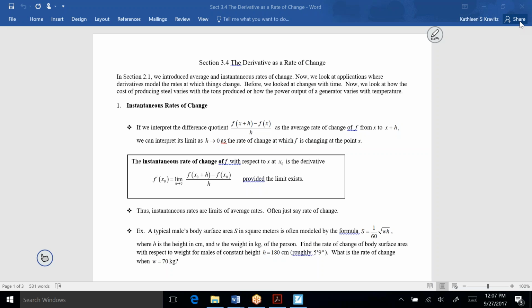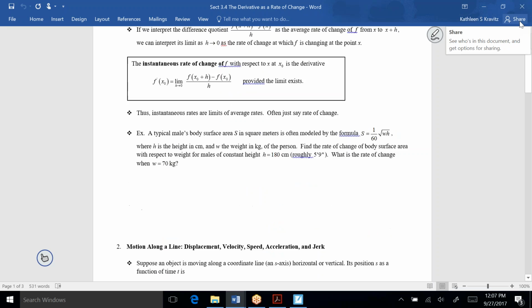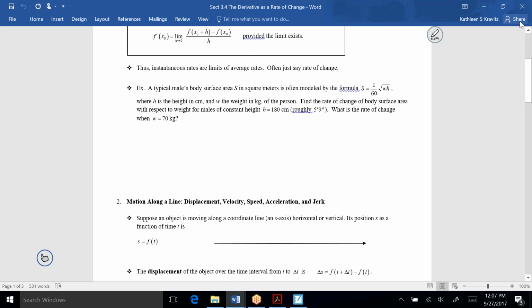So let's look at an example here. A typical male's body surface area, S, in square meters is often modeled by the formula S is equal to 1 over 60 times the square root of W times H. H is the height in centimeters, and W is the weight in kilograms of the person. So let's find the rate of change of body surface area with respect to weight.